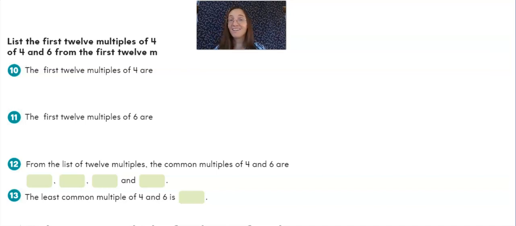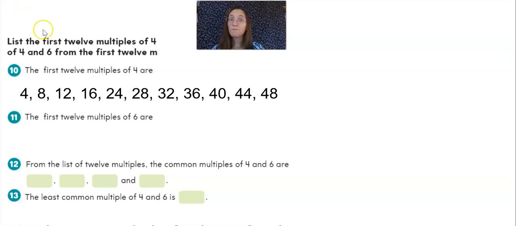Another way that we can use multiples is to explore the relationship between two factors. So here we're going to look at the first 12 multiples of 4 and the first 12 multiples of 6 and see which multiples they have in common. This time I'm just going to list them out for you.